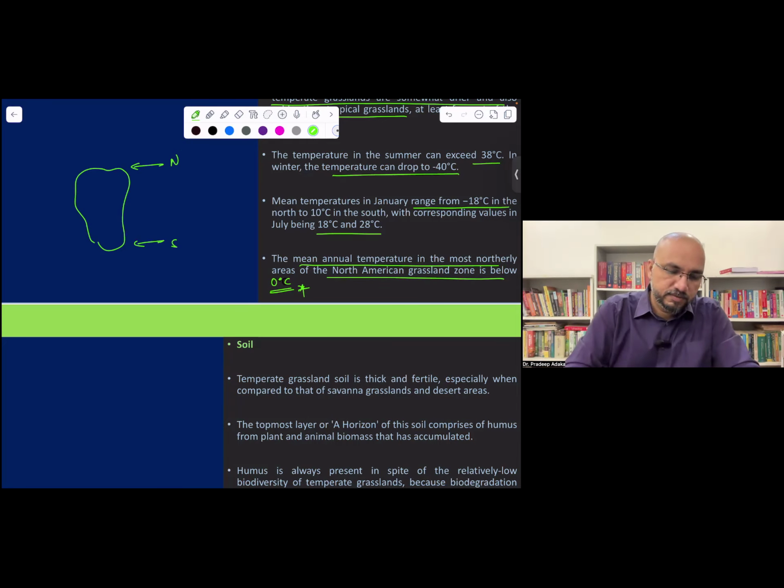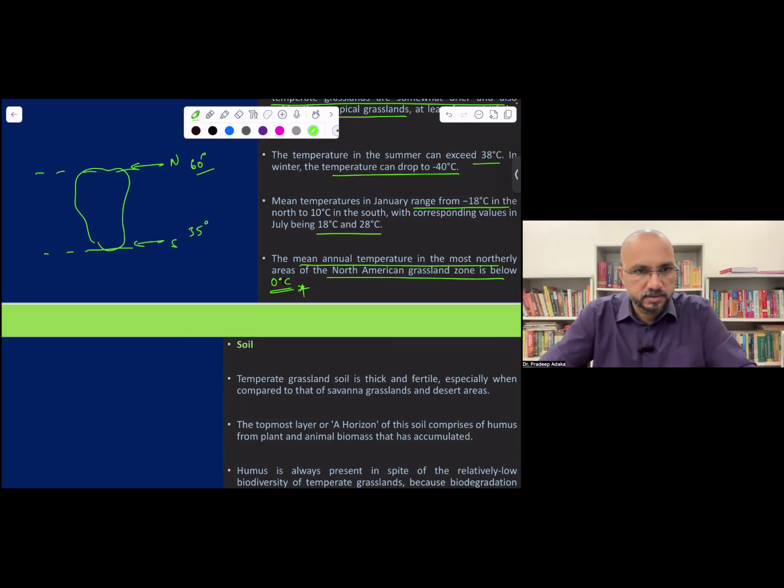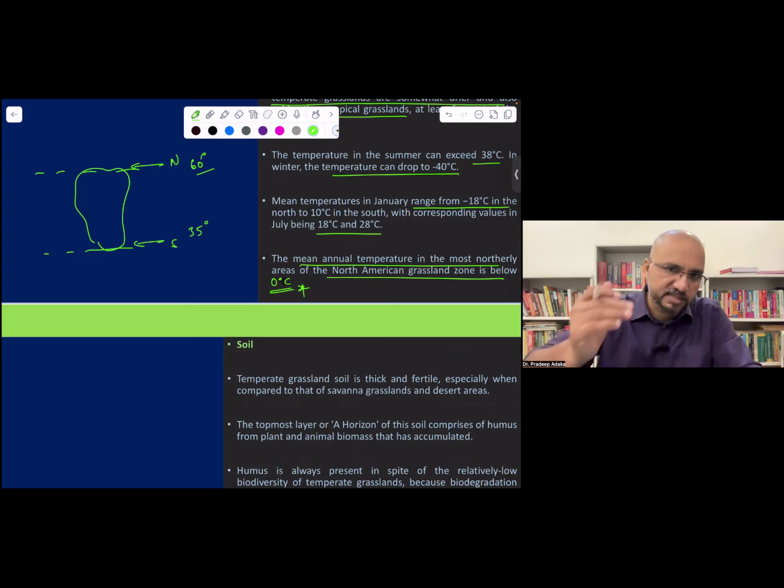Again, it can go up to higher latitudes. It is in the lower latitudes, say 35 degrees, and it can go up to 60 degrees latitude. So as the latitude increases, temperatures will fall. So we are discussing the northern and southern parts of the grassland.